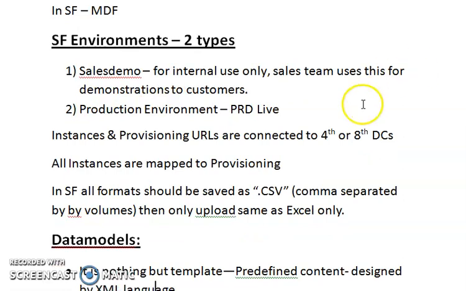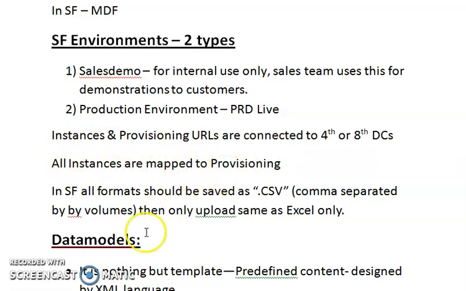Both instances and the provisioning URLs are connected to the 4th or 8th DCs. DC is nothing but the data centers. All our data and all our instances have secured space in the data centers. So these instances and provisioning are connected to the 4th and 8th DCs, and all instances are mapped to the provisioning.